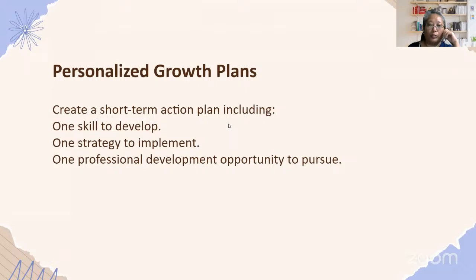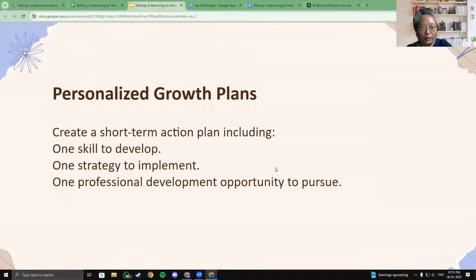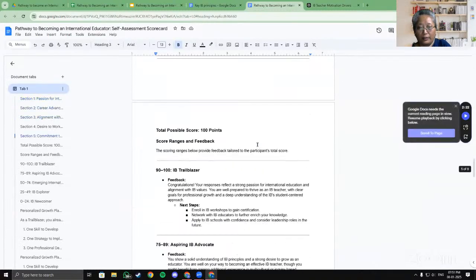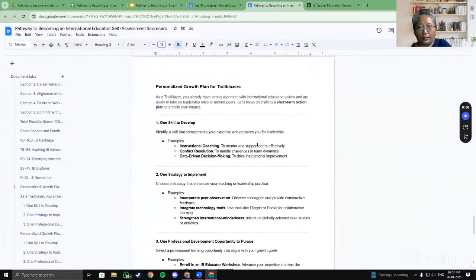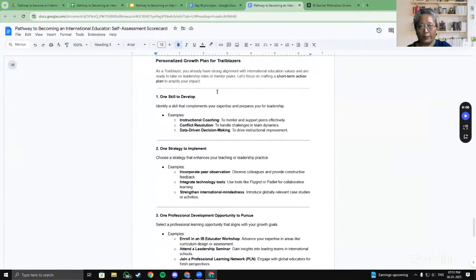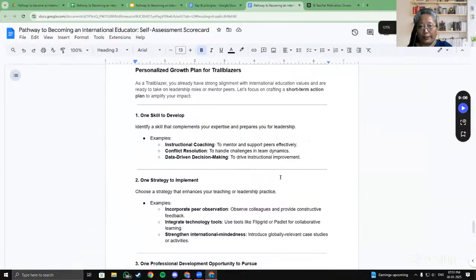Now, what should be there in your action plan? What you can do is think about one skill that you want to develop, one strategy that you want to implement in your class, and one professional development opportunity that you want to pursue. So now what I have done over here is, this is one sample of a personalized growth plan for trailblazers. That means people who have got between 90 to 100.